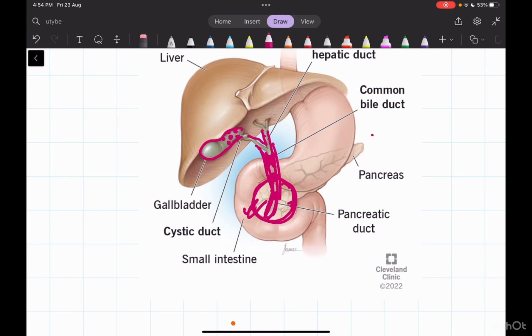The next important cause is liver fluke. Now imagine that there is a liver fluke in this passage. What will happen? It will again cause obstruction. This bile will not be able to pass.